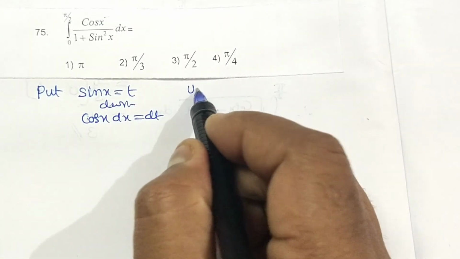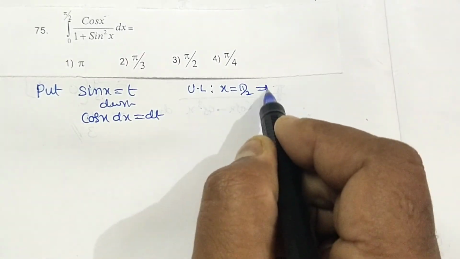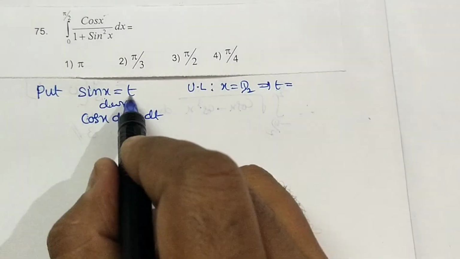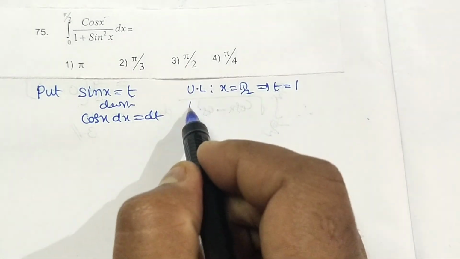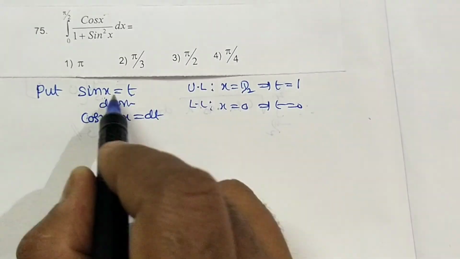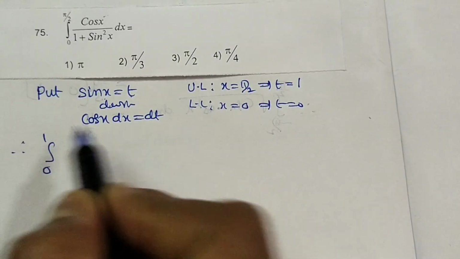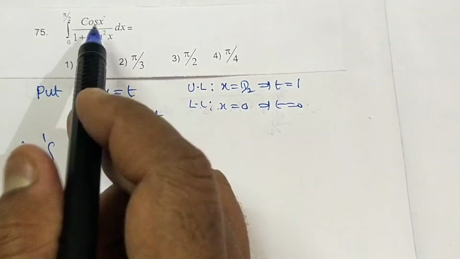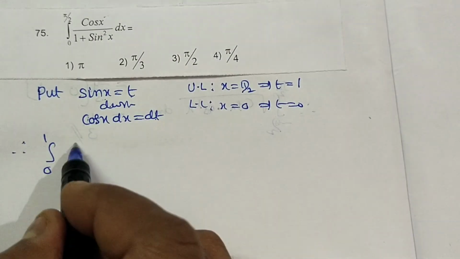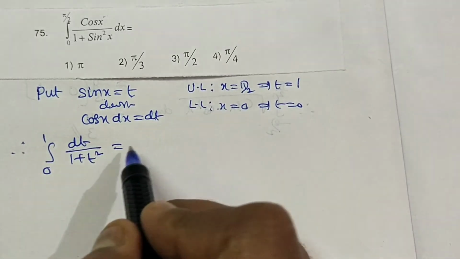So whenever you are taking assumption, limits will change. Upper limit, when x is equal to pi by 2, t is equal to sin pi by 2, which is 1. Lower limit, when x is equal to 0, t value sin 0 is 0. So therefore integral 0 to 1, lower limit to upper limit, cos x dx value is dt, divided by 1 plus t square, again like the previous problem.